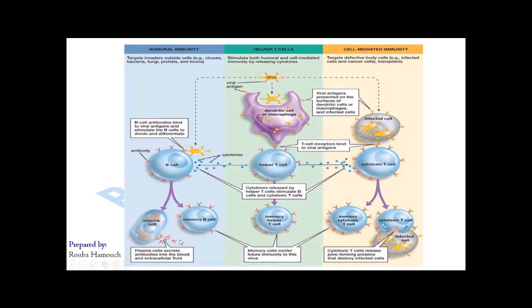So this diagram summarizes the cooperation existing between the non-specific immune response, whose effectors are macrophages, and the specific immune responses, the humoral immunity and the cell-mediated immunity.